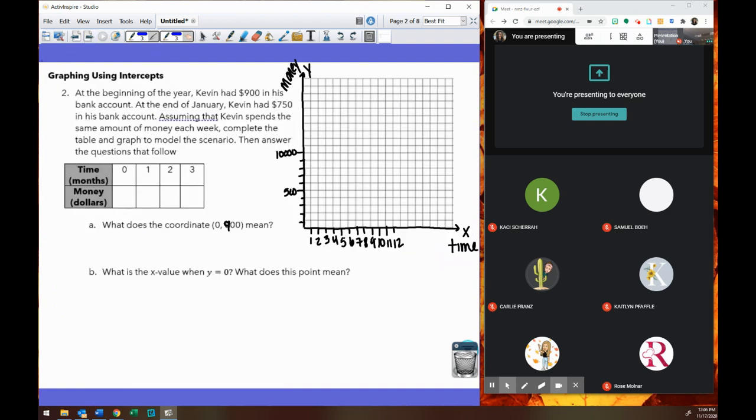So we have another problem. It says at the beginning of the year, Kevin had $900 in his bank account. At the end of January, he had $750 in his bank account. Assuming that he spends the same amount of money each month, this is like a typo there, because I'm talking about months in the table. So each month, complete the table and graph to model this scenario. So at time 0, January 1st, how much money does he have? $900. The end of the month, February 1st, $750.